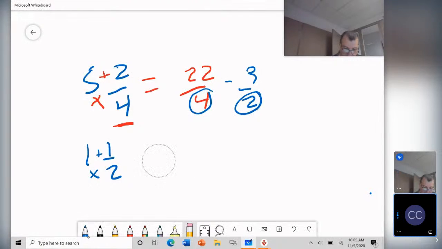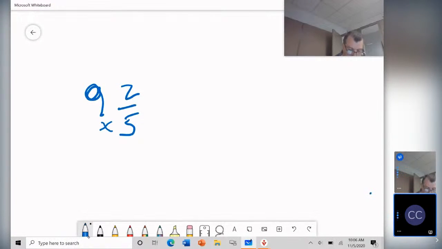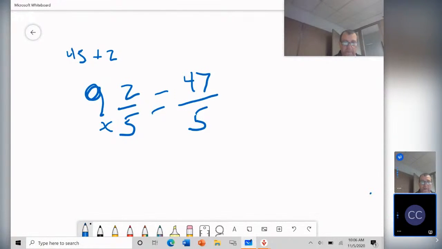So let's do a couple more, converting mixed numbers into fractions. So if I have 9 and 2/5. Okay. Multiply the denominator times the whole number. So 5 times 9 is 45. And add the numerator 2. So now this is going to be 47 over 5. And these two fractions are equal. We're just taking the mixed number and converting that to an improper fraction.